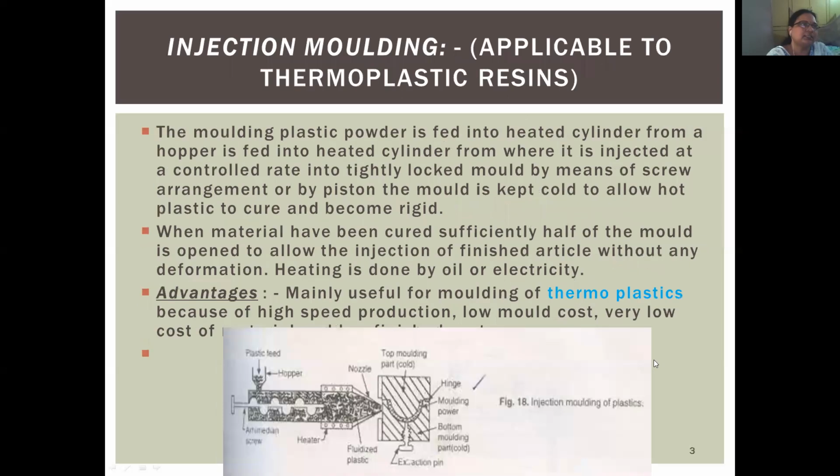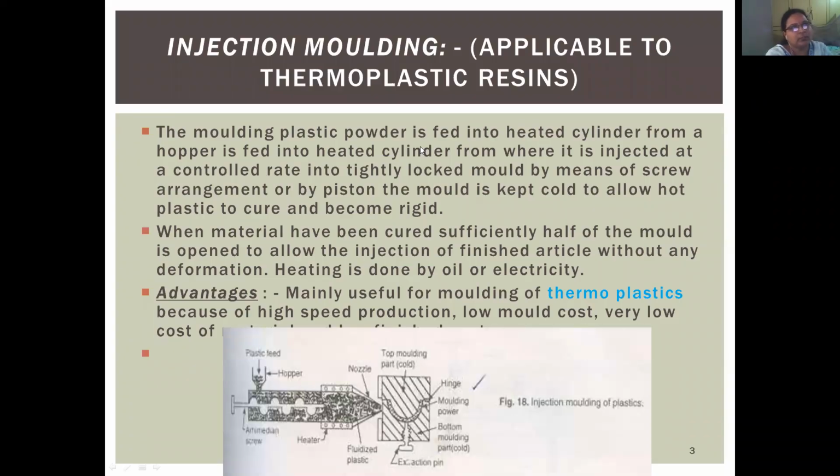Then next molding is injection molding. So injection molding is applicable to thermoplastic resins. It is not applicable to thermoset resins because curing has to be done for thermoplastic materials. Okay? So the molding plastic powder is fed into a heated cylinder.